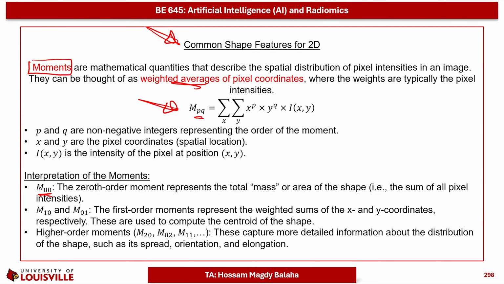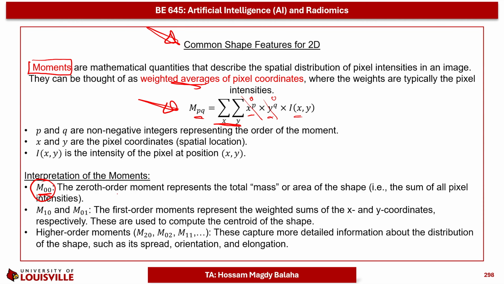So what's the formula? It's the summation over X and Y. Here you are taking the coordinates multiplied by the pixel intensity at the position X and Y, where X is raised to the power of P and Y is raised to the power of Q. So if you need M00, which is the zeroth order moment, you substitute here with 0 and 0. Simply, this means that you are ignoring both of them, and the final result will be the summation of all pixel intensities. It's like you are getting the summation or the area of the shape.